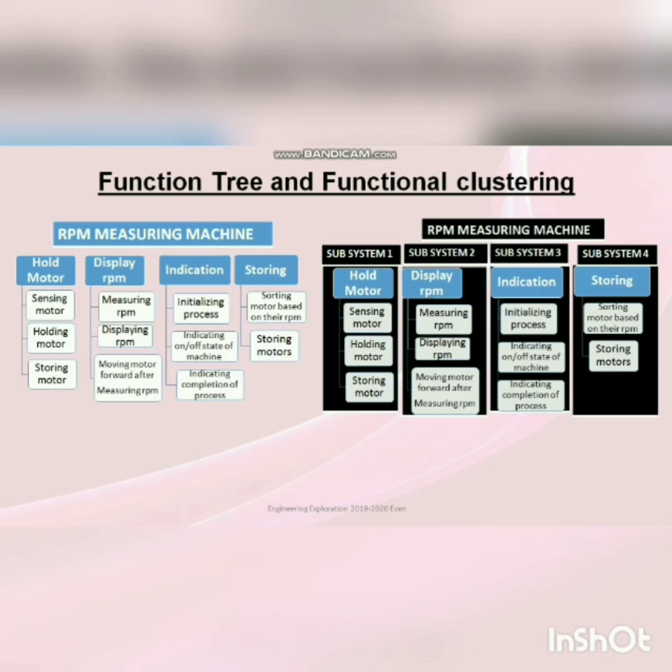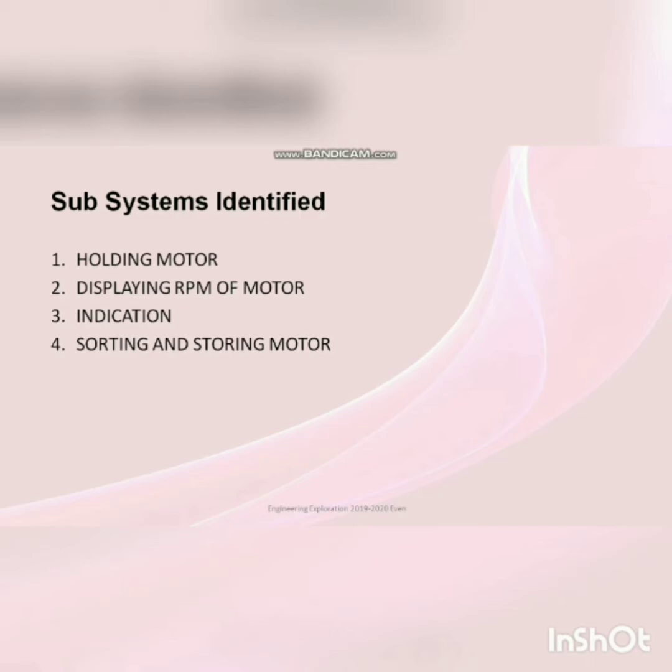And in functional clustering, these functions are divided into subsystems. Subsystem 1 is holding motor, where we are sensing the motor and holding the motor. Subsystem 2 is display RPM, where we are measuring and displaying RPM of motor. In subsystem 3, that is indication, initializing and completion of process are indicated. In subsystem 4, that is storing process, we are sorting the motors based on their RPM and then storing them. Subsystems identified are holding motor, displaying RPM of motor, indication, sorting motor and storing motor.